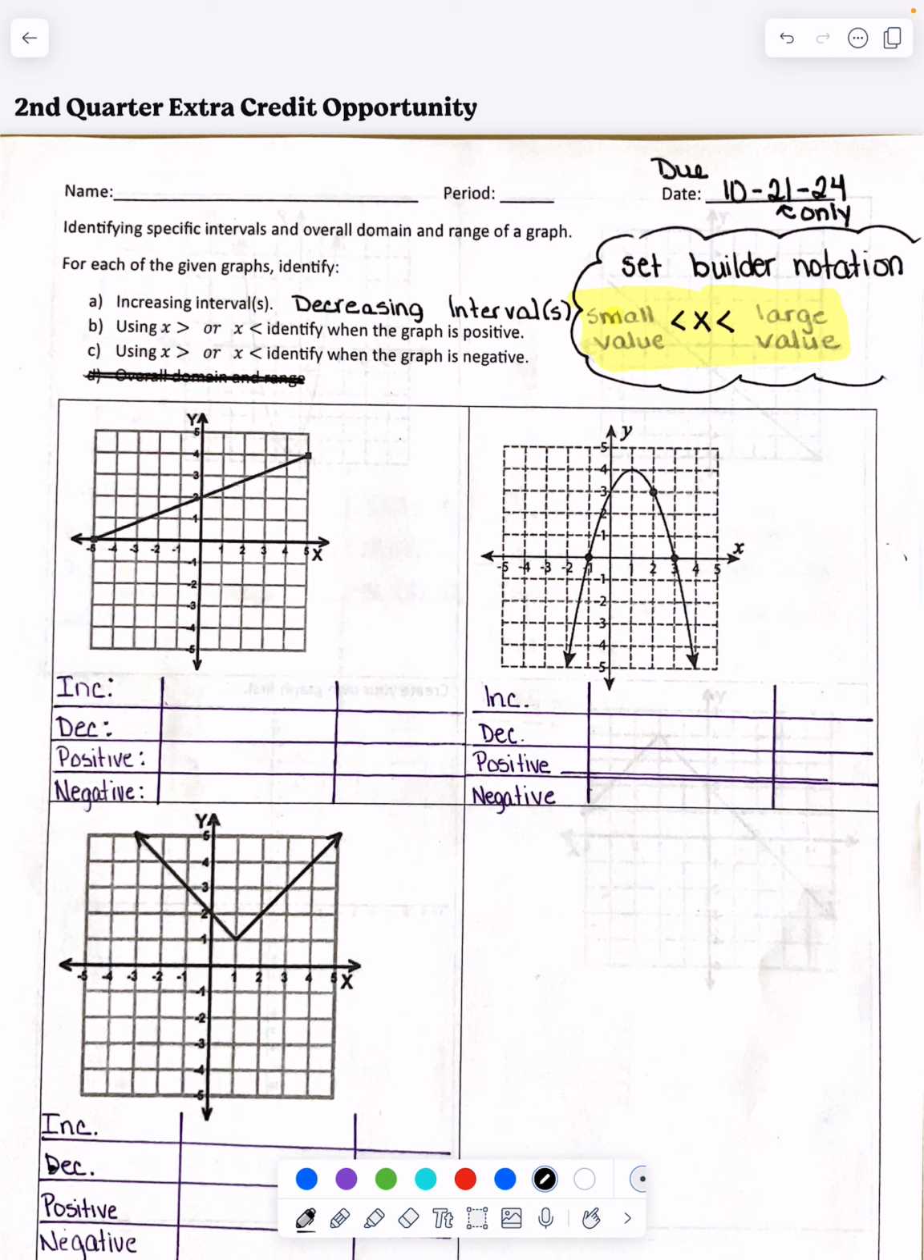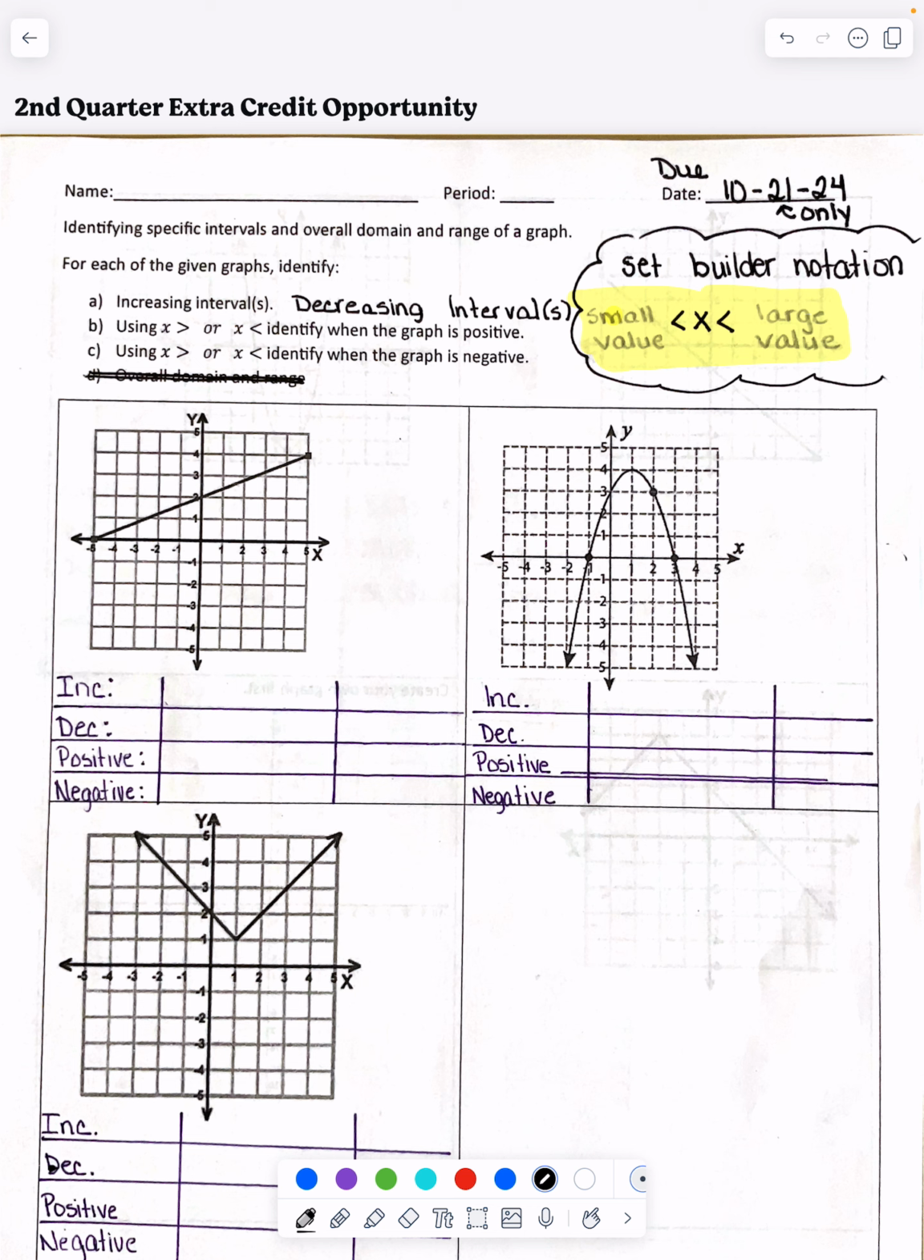Okay, so we're going to be talking about increasing and decreasing intervals and when a graph is positive and when a graph is negative. That's two different parts there. Part A is just the increasing and decreasing intervals. We're going to do that part first on all three graphs. Then we're going to be looking at what's called set builder notation on how to write this with the smallest value and then the largest value.